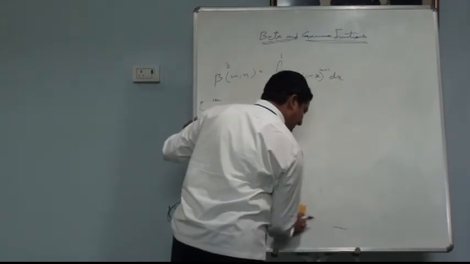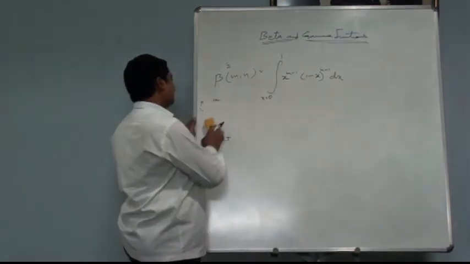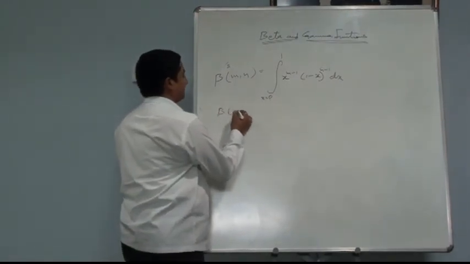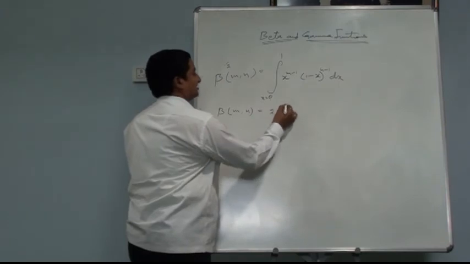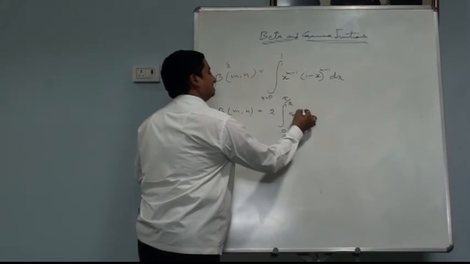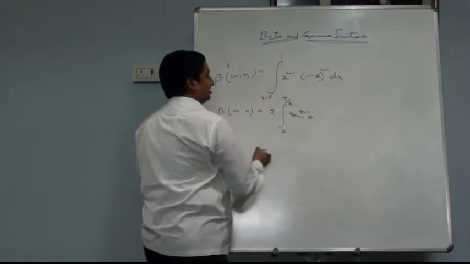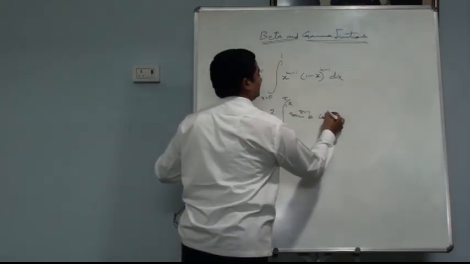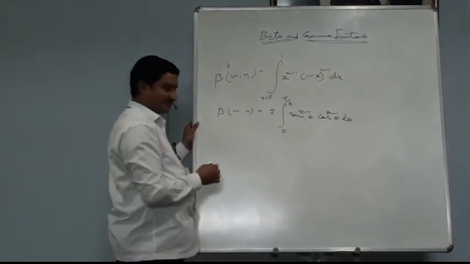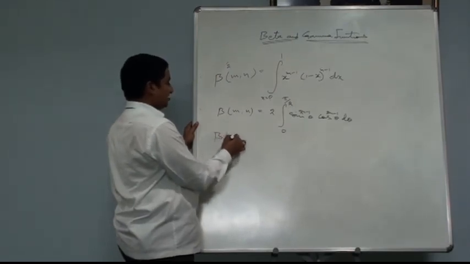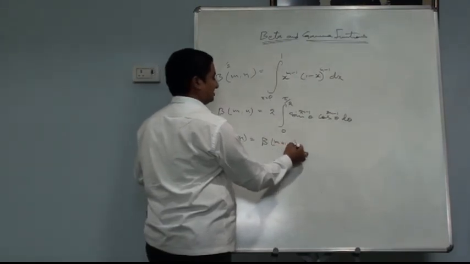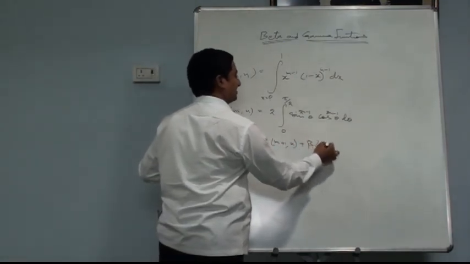Now there are some more properties. The equivalent form of the beta function is beta of m comma n is equal to 2 times the integral from 0 to pi by 2 of sine power 2m minus 1 theta into cos power 2n minus 1 theta d theta. This is an equivalent form of the beta function, and beta of m comma n is equal to beta of m plus 1 comma n plus beta of m comma n plus 1.